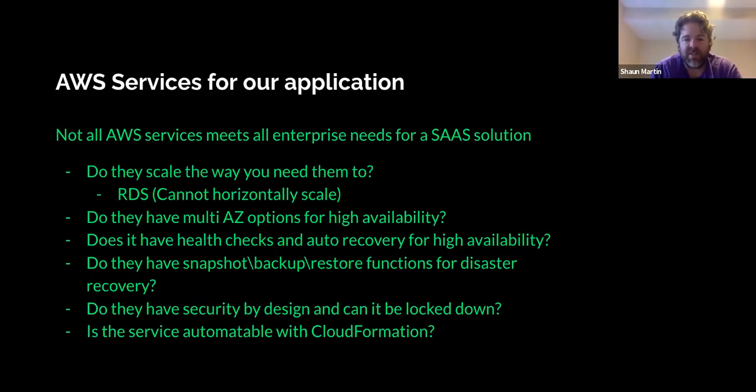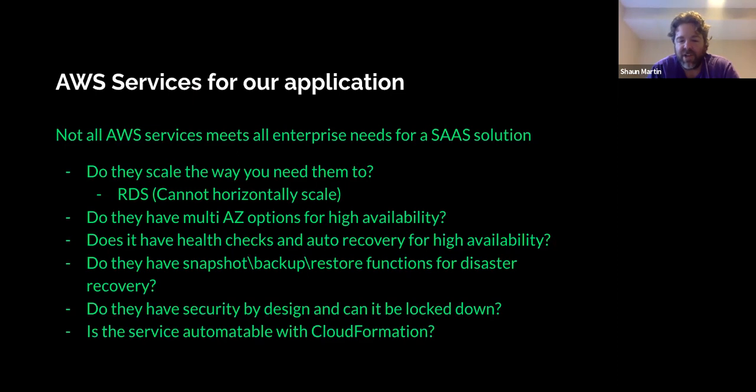So not all services meet all enterprise needs for a software as a service solution. These are the questions you should ask for your AWS service evaluation. Do they scale the way you need them to? Like RDS can't horizontally scale, so you've got to make sure you're aware of that. And when you do your vertical scaling, you have downtime and read only, and make sure you know there's a limit. Do they have multi-AZ options for high availability?